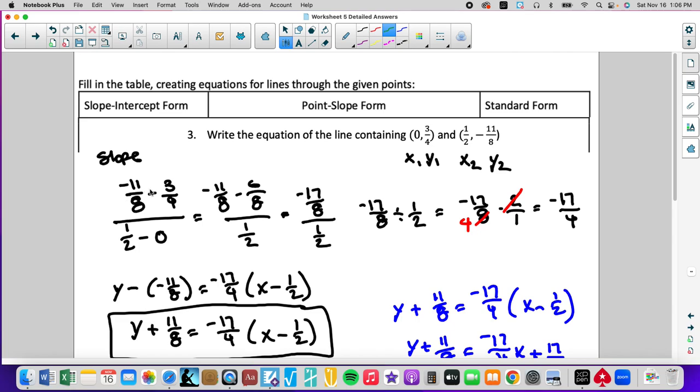Negative 11/8 minus 3/4 is correct. 1/2 minus 0 is correct. That is negative 17, that's negative 6/8. Yes, that's correct. That's negative 17/8. Divided by 1/2 is just like multiplying by 1/2, which is correct. We have point slope: y plus, that's correct, minus your y sub 1 minus your x sub 1.